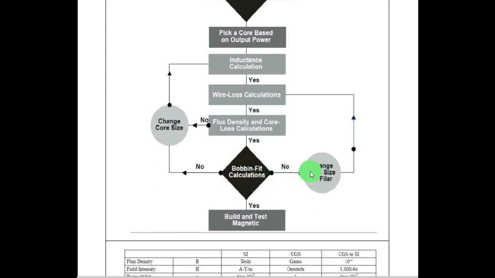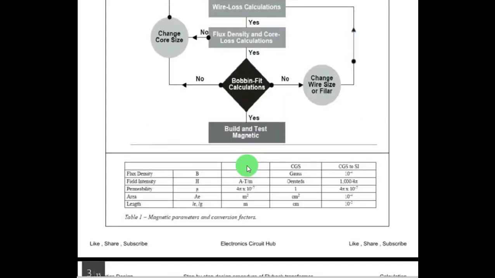again change the wire size or the filler, and go again to calculate the wire loss, then again flux density, and again the bobbin fit factor. In other cases, you need to change the core size again to accommodate this bobbin fit factor. In this case, you have to reiterate from here to calculate the inductance value, and then further. And at the end, what will you do?